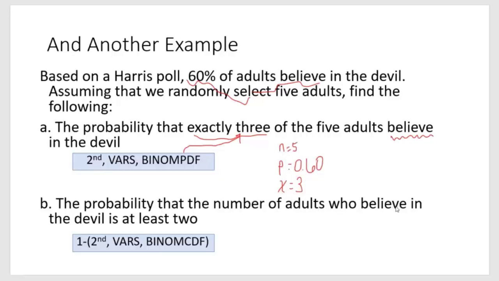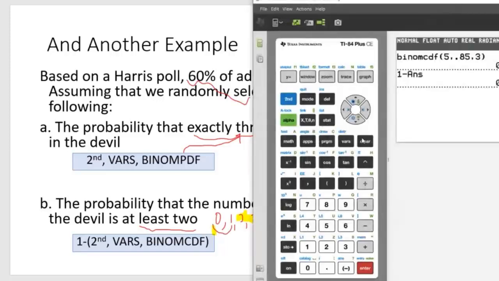But here, the probability that the number of adults who believe in the devil is at least 2. Well, what you have to do again is, whether or not you're writing it down, just think 0, 1, 2, 3, 4, 5. These are all the possible outcomes, right? But if we want at least 2, at least 2 means 2 or more. So these are the ones you want, and they're on the right. So to do that, you actually have to use 1 minus, because it is going to add up the values on the left, okay? So let's get our calculator and do those again just so you can see.